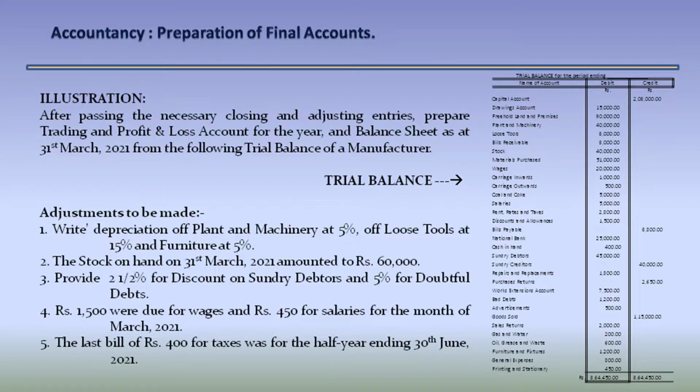Provide 2.5% for discount on sundry debtors and 5% for doubtful debts. Rs 1,500 were due for wages and Rs 450 for salaries for the month of March 2021. The last bill of Rs 400 for taxes was for the half year ending 30th June 2021.